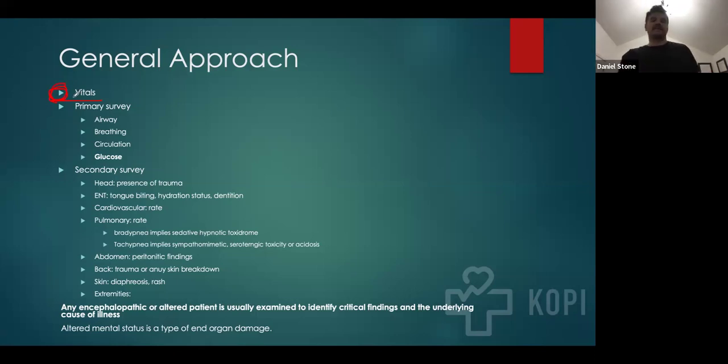You want to make sure that the vital signs are interpreted in the setting of what's potentially going on with this patient. Altered mental status is a form of end organ damage. And so if you see a patient who has undifferentiated altered mental status, it's immediately a clinical finding that suggests that there's potentially an emergent process at play.